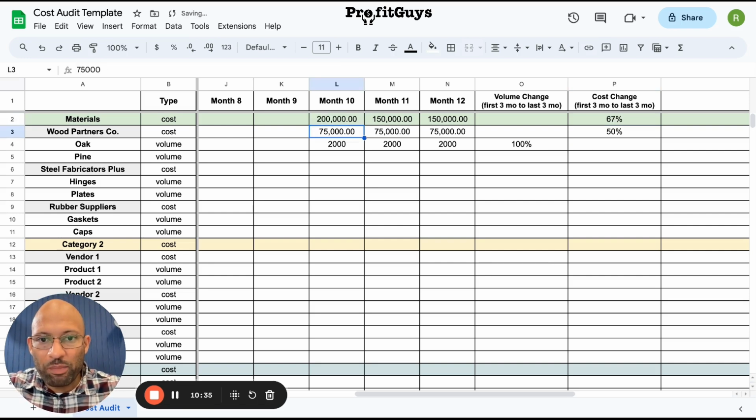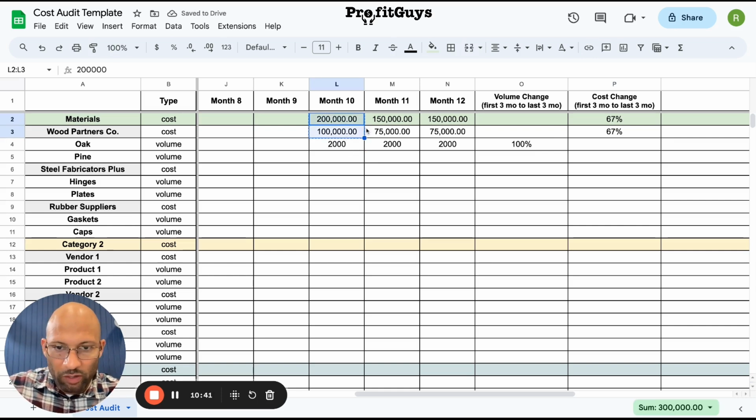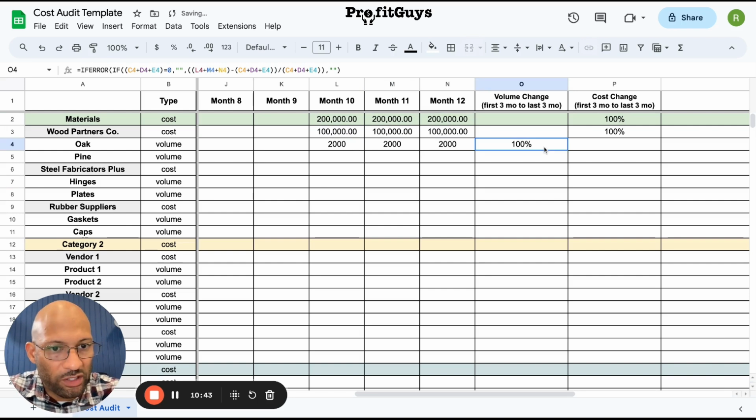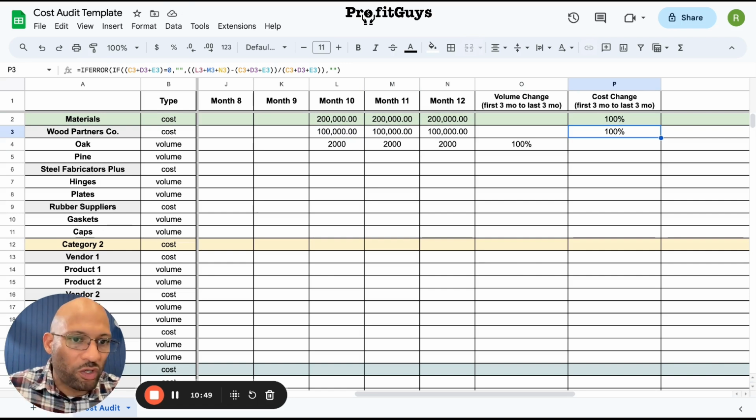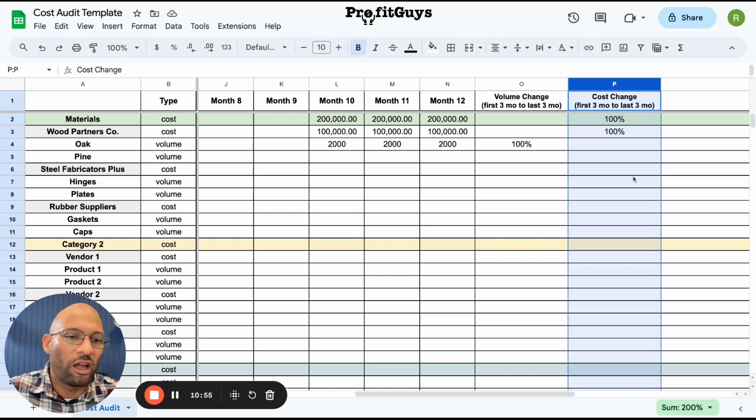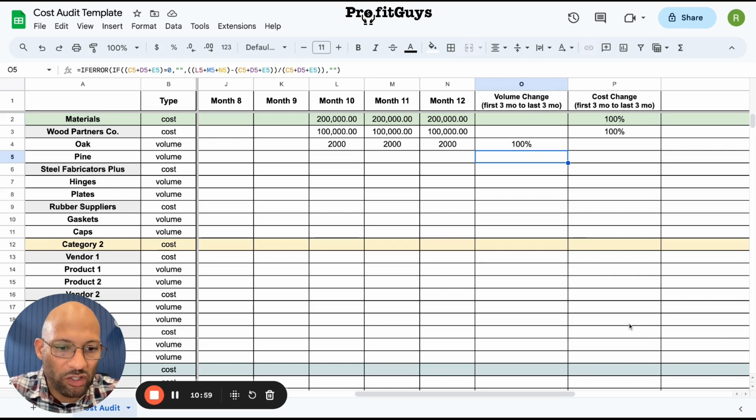If that's not happening, if you're looking more like this, where you're saying, wow, I've increased my order volume by 100%, but my vendor is still charging me the same amount. They've also increased what they're charging me by 100%. Nothing has changed. There's a problem. You want to see this cost change being at a lower rate than your volume change.